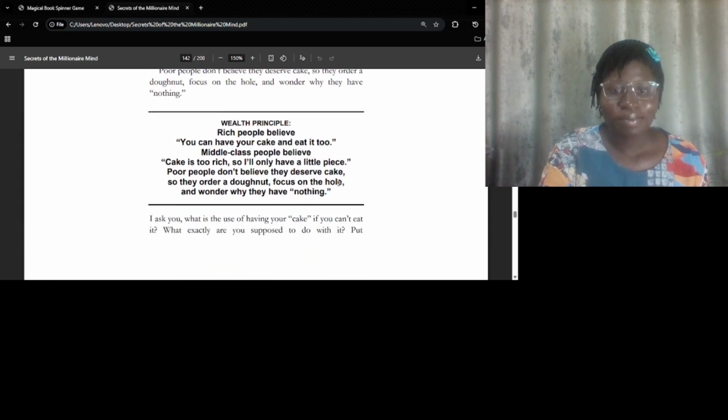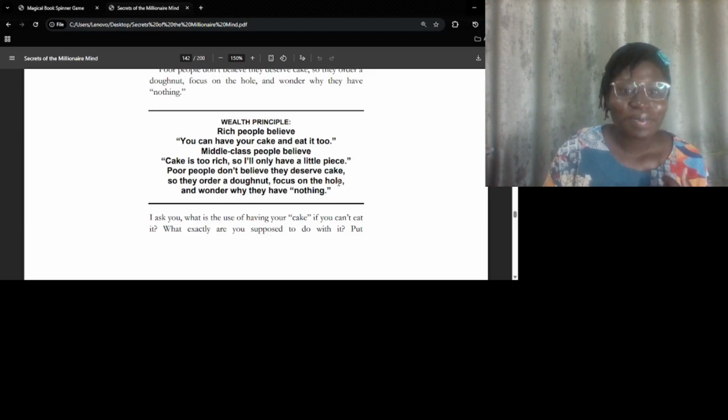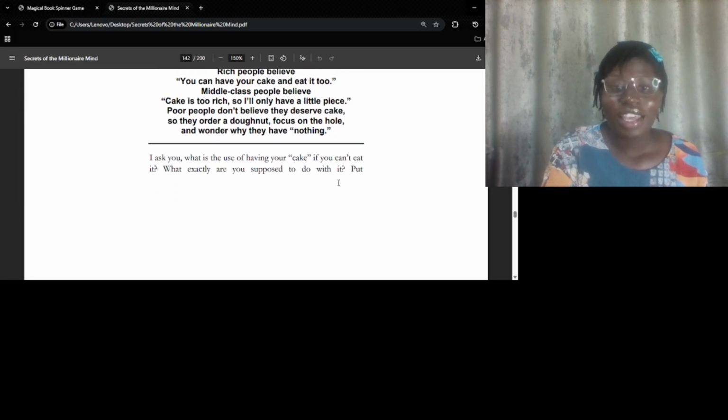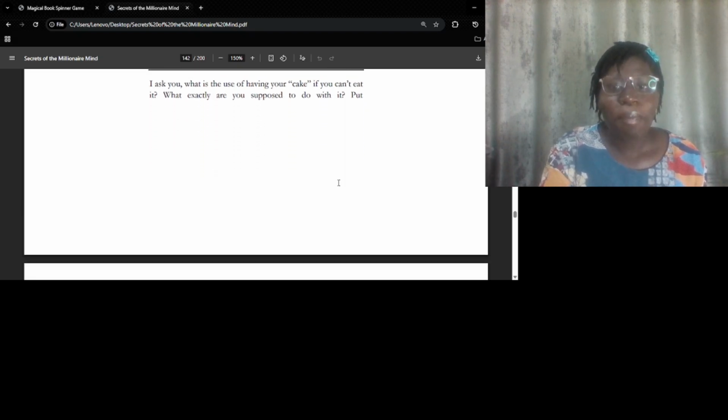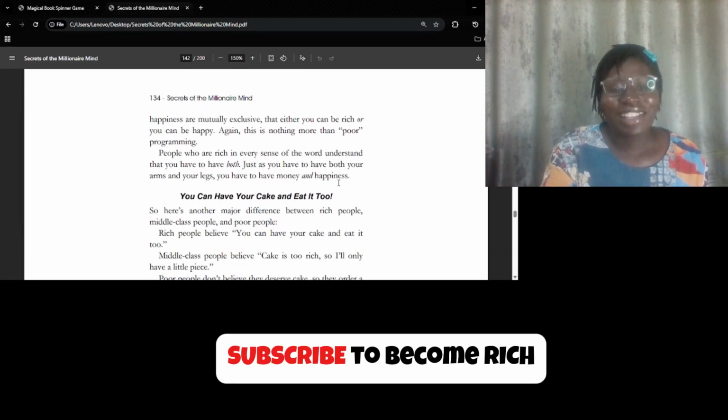Let's read the wealth principle. Rich people believe you can have your cake and eat it too. Middle class people believe cake is too rich, so I'll only have a little piece. Poor people don't believe they deserve cake, so they order a donut, focus on the hole, and wonder why they have nothing. I like this. I ask you, what is the use of having your cake if you can't eat it? What exactly are you supposed to do with it? Oh my god, this is not a good way of ending page 134.